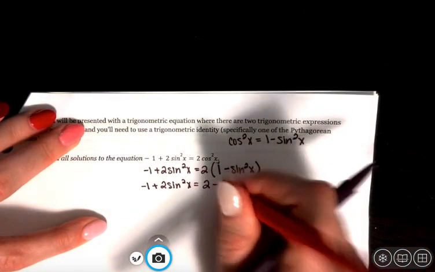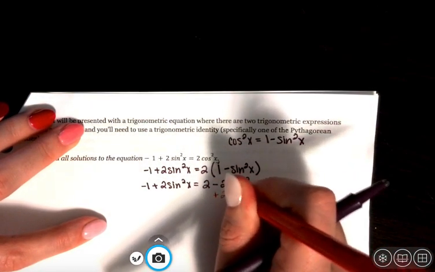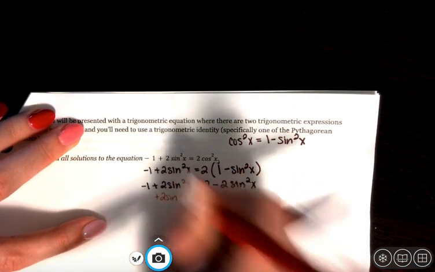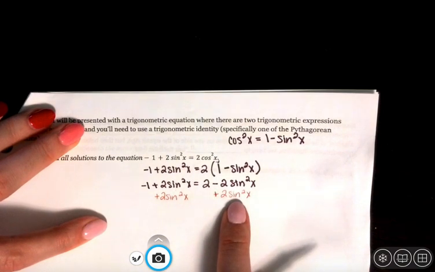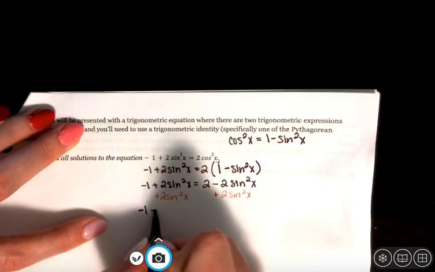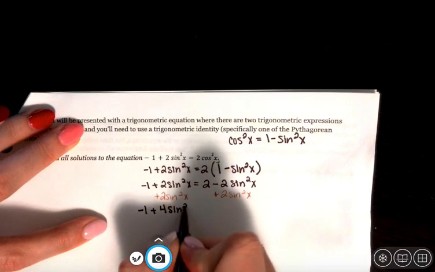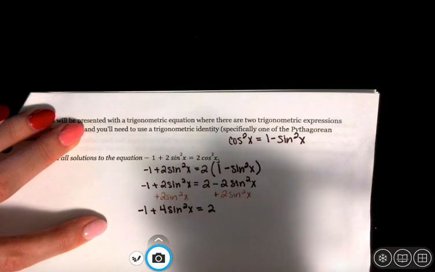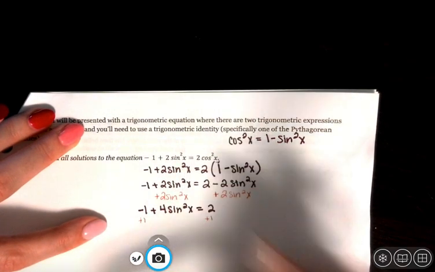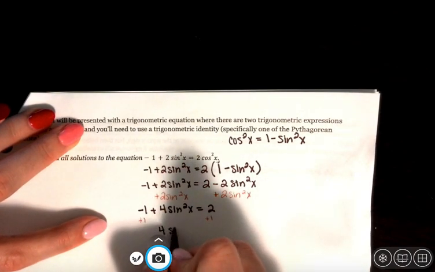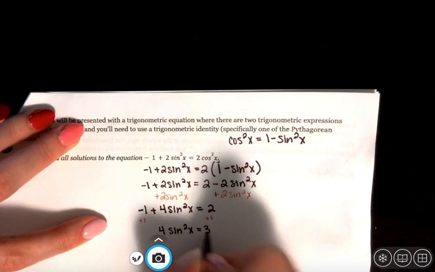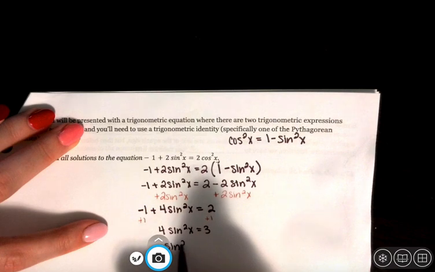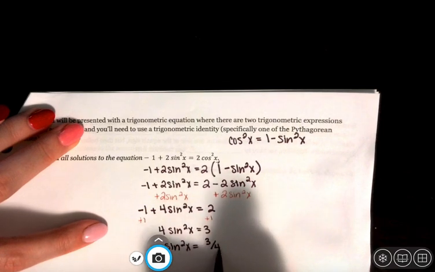I want to avoid negatives if I can, so I'm going to add my 2 sine squared to both sides so I can get all of my sine squareds together. They'll cancel out on the right, so I have negative 1 plus 4 sine squared x equals 2. To get rid of that 1, I'm going to add it. So add 1 on both sides. So I have 4 sine squared x equals 3. Divide both sides by 4, I get sine squared x equals 3 over 4.